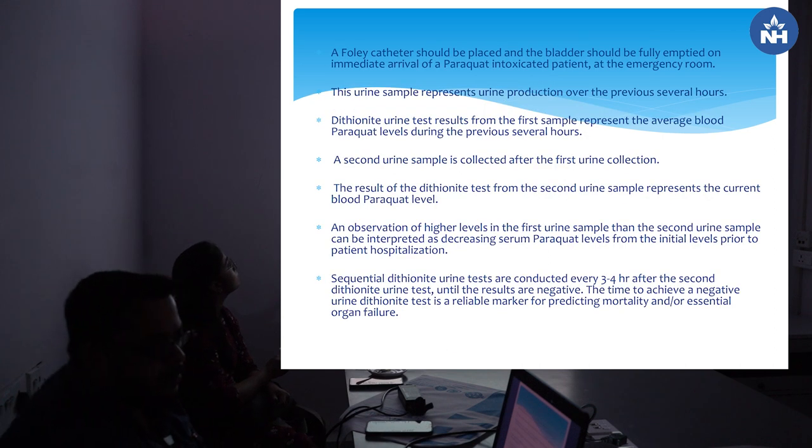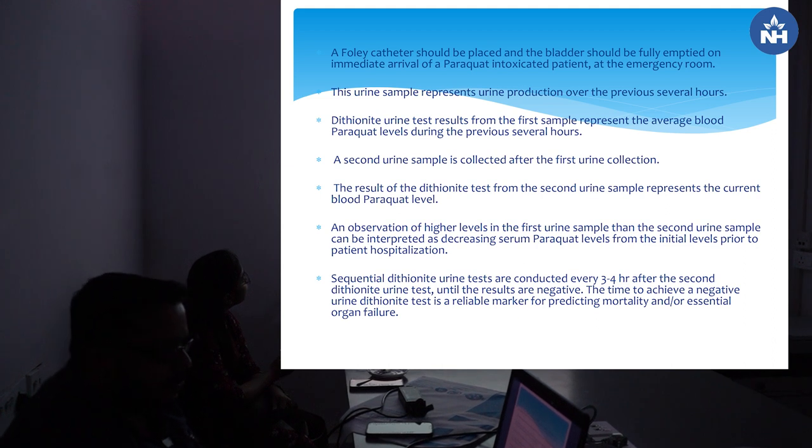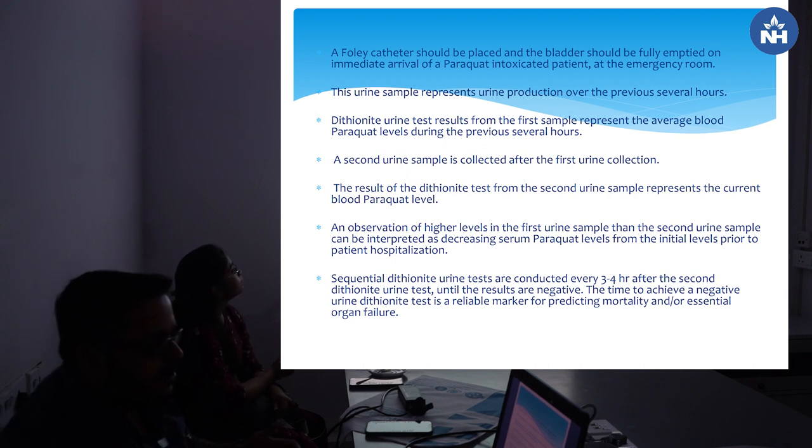A Foley's catheter should be placed, and the bladder should be fully emptied on immediate arrival of the paraquat intoxicated patient at the emergency room. The urine sample represents the urine production over several hours. Dithionite urine test results from the first sample represent the average blood paraquat levels during the previous several hours. A second urine sample is collected after the first urine collection. The result of the dithionite test from the second urine sample represents the current blood paraquat level.